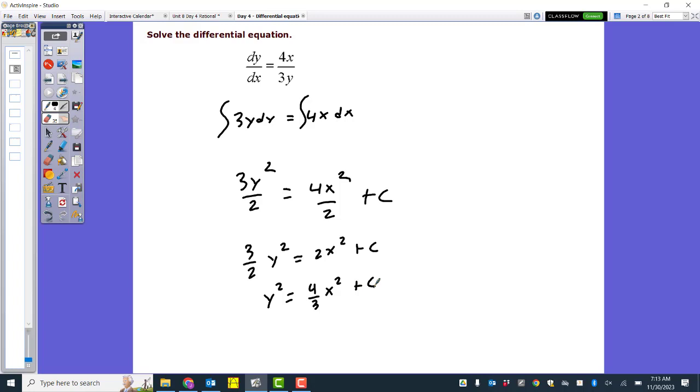And then it really kind of depends. If you had to solve for a c, then you would need to solve for y equals by itself. But since we're not solving for a c, we don't know if this is going to be plus root 4 over 3 x squared or if it's going to be minus root 4 over 3 x squared. So leaving it at this is perfectly fine if we're leaving c in the equation.